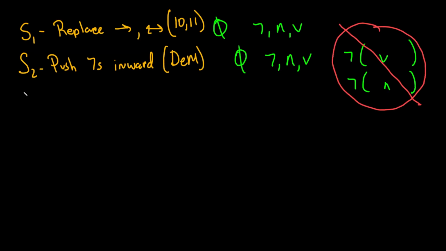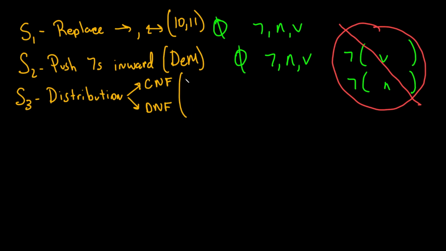This takes us to our final step, step 3, and step 3 is generally to use distribution. You'll use distribution in order to get a formula that's in conjunctive normal form or disjunctive normal form. Now, in the process of using distribution, you may need to use some other rules. You may need to use the double negation rule. You might have to use the idempotence rule. You might use commutation. So you might use some other rules in order to use distribution. And the result of all this will give you a formula in conjunctive normal form or disjunctive normal form.